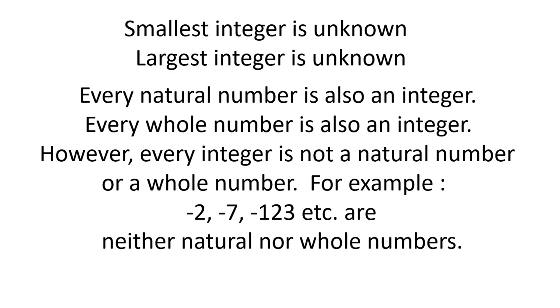The smallest integer is unknown because the smallest integer can go up to minus infinity. The largest integer is also unknown because a positive integer can also go up to infinity. Every natural number is also an integer. Every whole number is also an integer. However, every integer is not a natural number or a whole number. For example, -2, -7, -123, etc. are neither natural nor whole numbers.